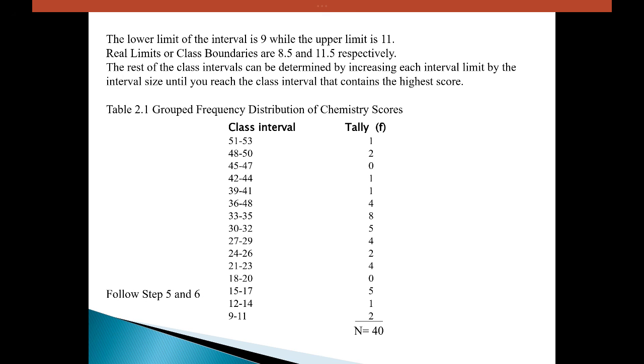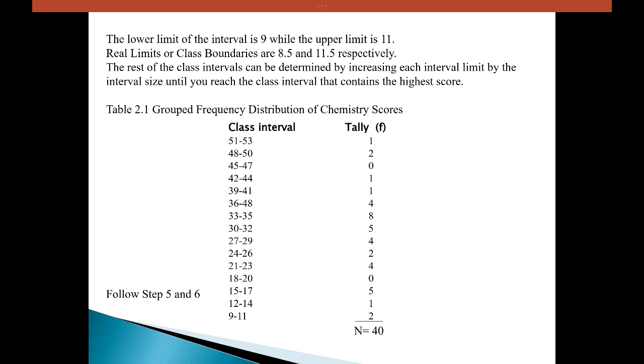Okay, and then you need to count until you create the last class interval. What should be the last class interval? It should include the highest score. What is the highest score? It is 52. Okay, so the highest score is 52. It should be included in the highest class interval, so you should stop when 52 is included in the class interval.